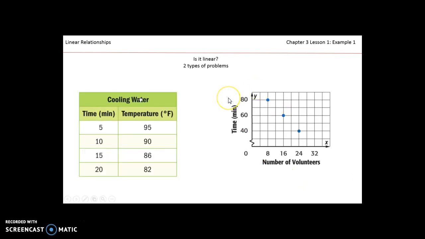So here are a couple examples I want you to try. Take a look, so pause the video and then we'll go over it.